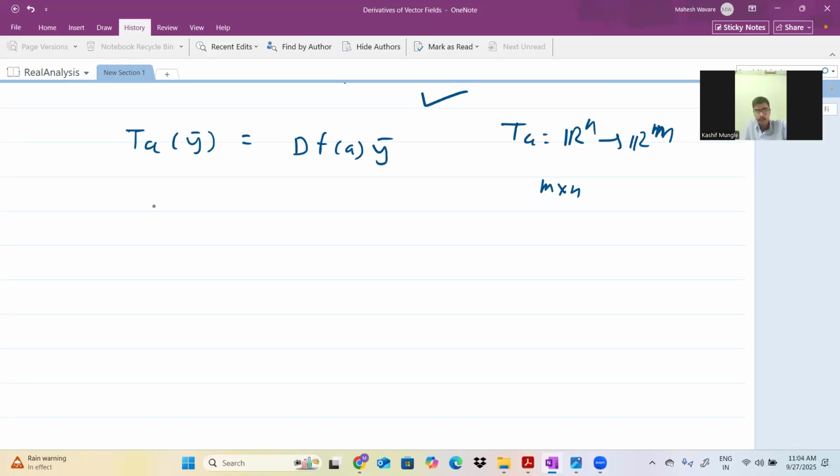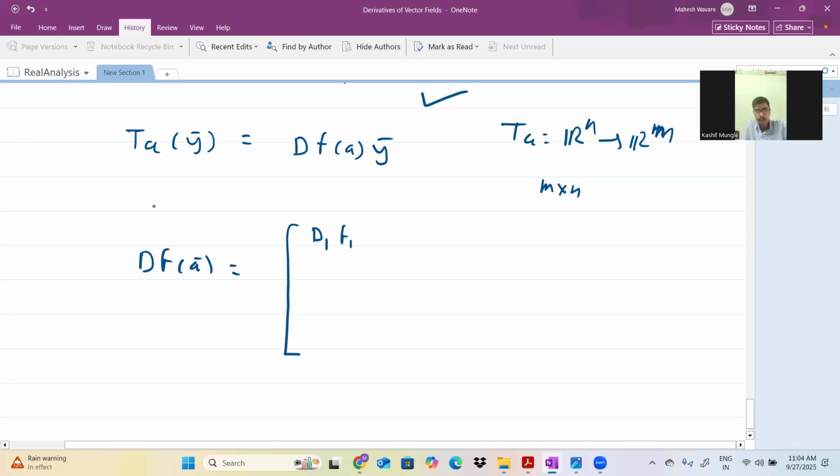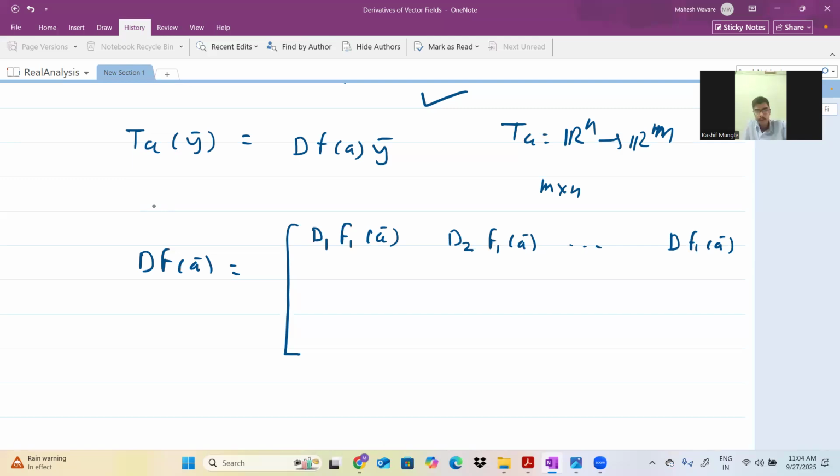How can one find this in matrix form? We'll write the matrix of d f of a bar here. So the derivative with respect to the first component of the first scalar, f1, f2, fk, f1, f2, fm, you are going to write. So f1's derivative with respect to the second component, and so on. How many variables are there in total? With respect to the first variable, there are a total of n variables.